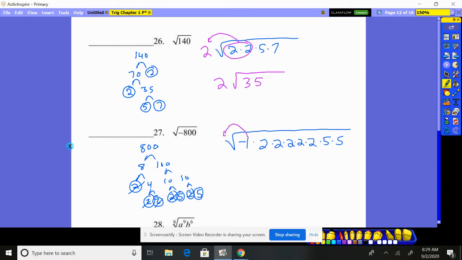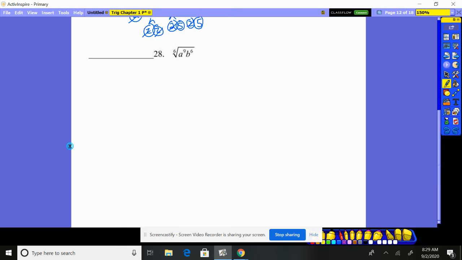So we'll bring the -1 out first as our I. We have a 2 coming out, another 2 coming out. So that's a 2 and another 2. And I have a 5 coming out. So let's clean it up. 2 times 2 is 4, times 5 is 20. So it's 20I root 2 left behind. There's number 27 for us.